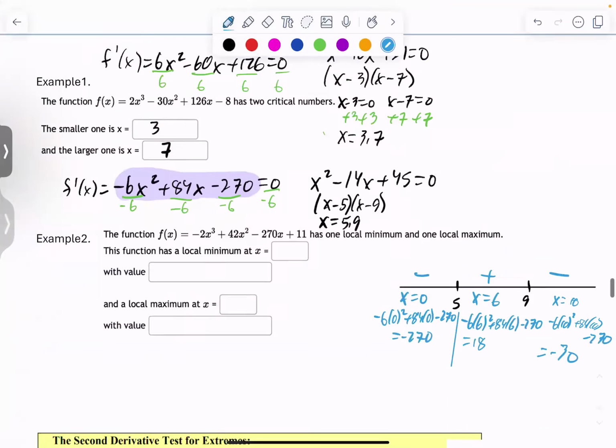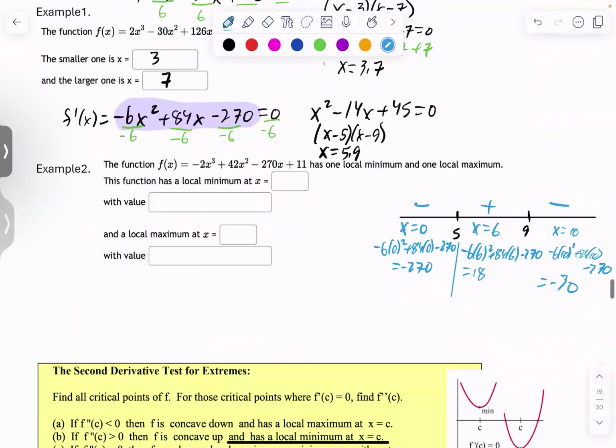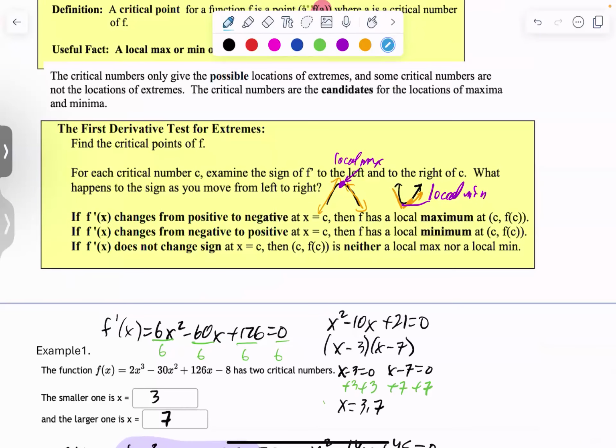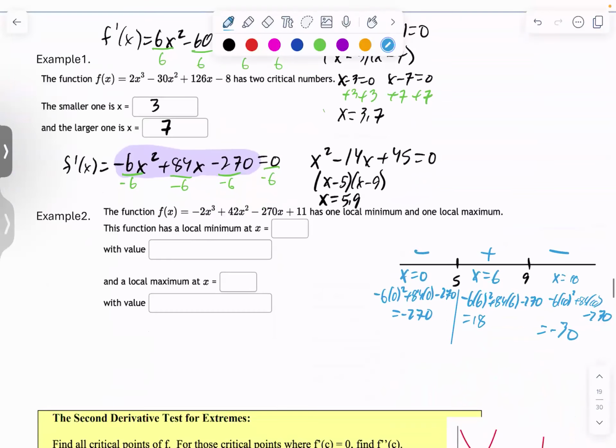Now, if we look back at our theorem here, we'll notice that at x equals 5, we're going from a negative slope to a positive slope. So that means that we have a local minimum at x equals 5. And looking at the critical value 9, we're going from a positive slope to a negative slope. That means that we have a local maximum at 9. So now what we need to do is evaluate x equals 5 in the original function.